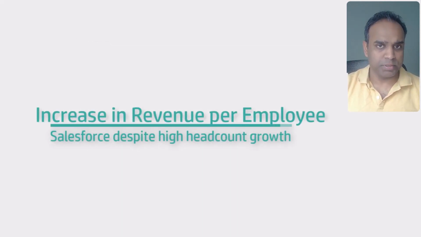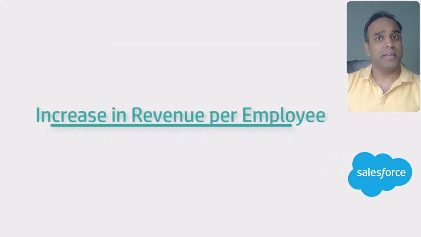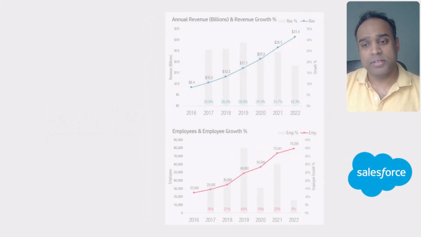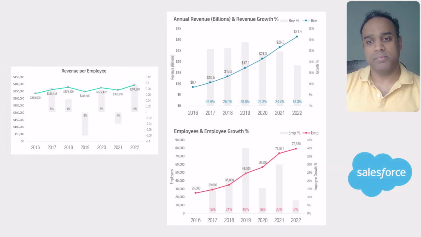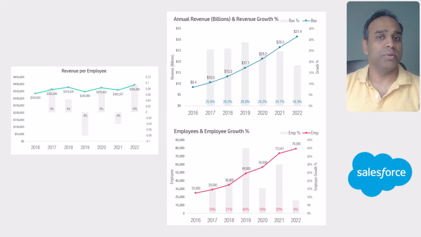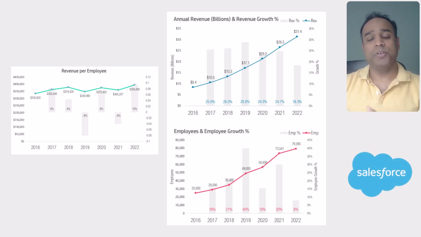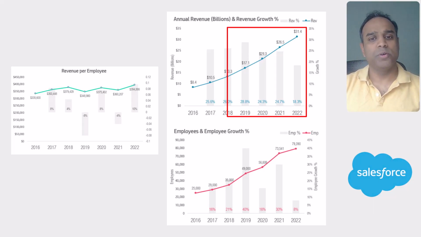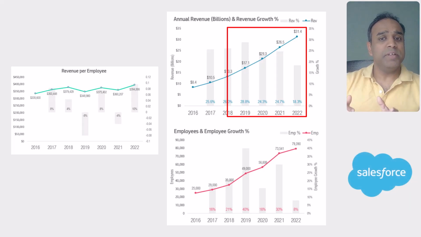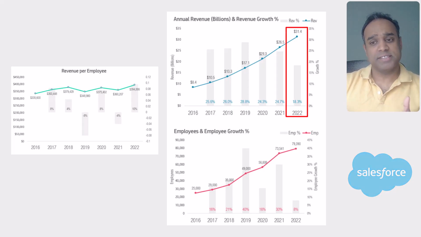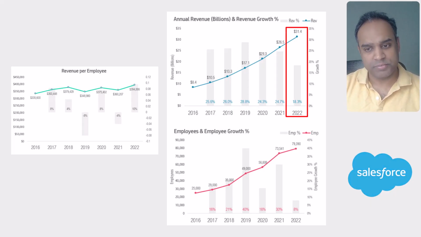Observation number 3: Salesforce's increase in revenue per employee despite high headcount growth. Despite their very high employee growth, which is 127% in this window, Salesforce managed to increase their revenue per employee. This is because of their extremely high revenue growth. Salesforce has had very good growth in revenue every year, as you can see, and even in 2022, when it slightly declined, it's still a pretty healthy 18% increase in revenue.